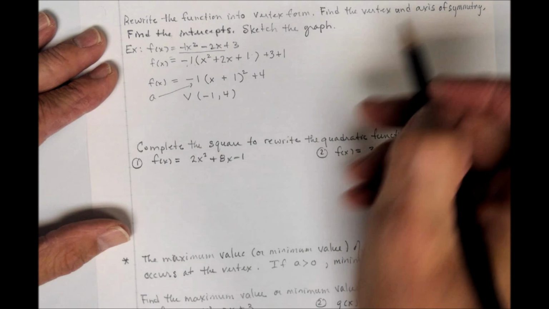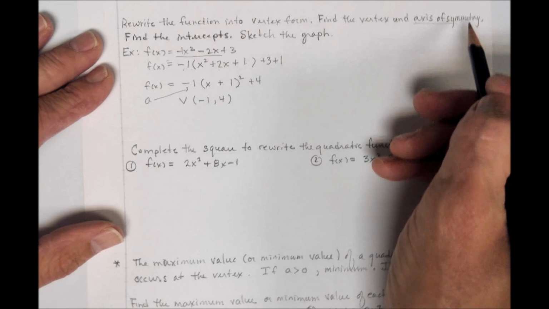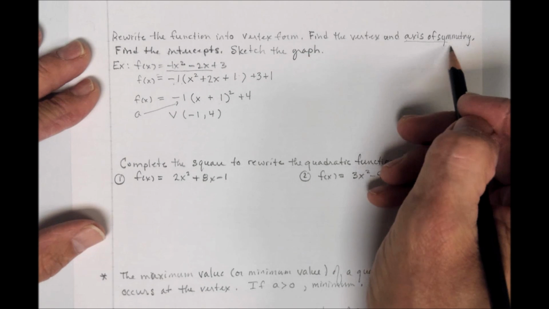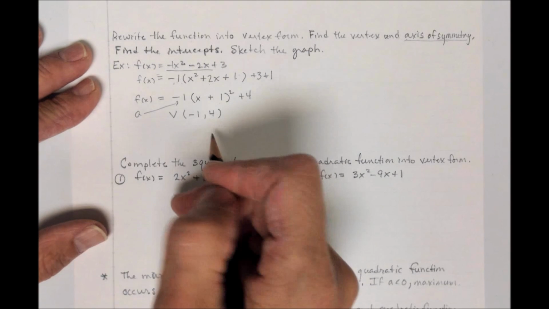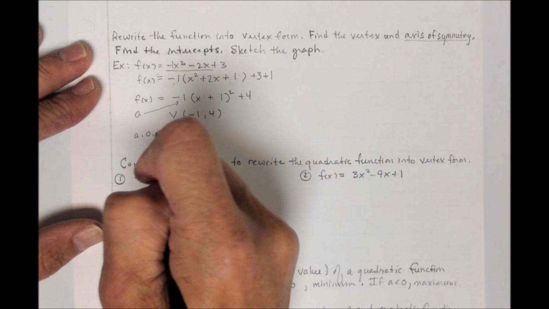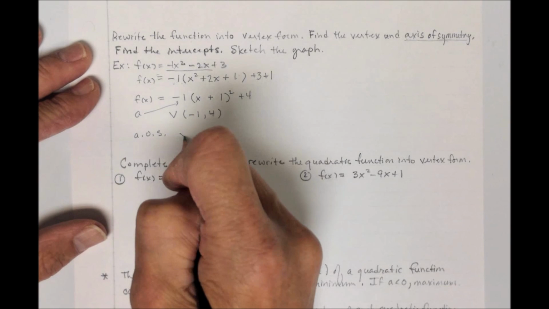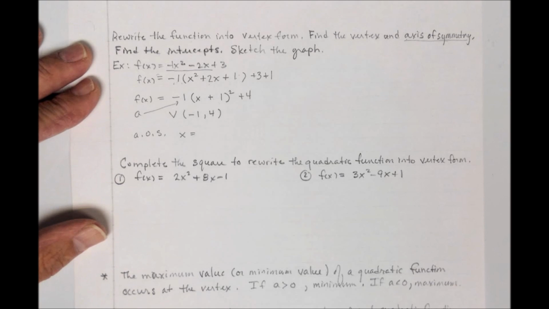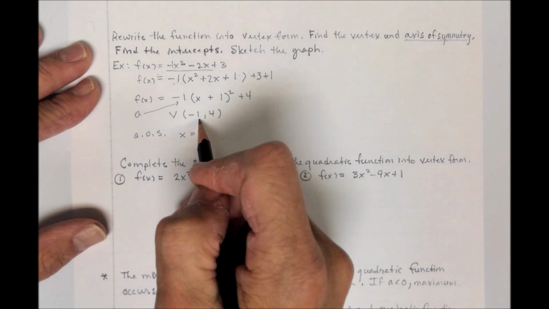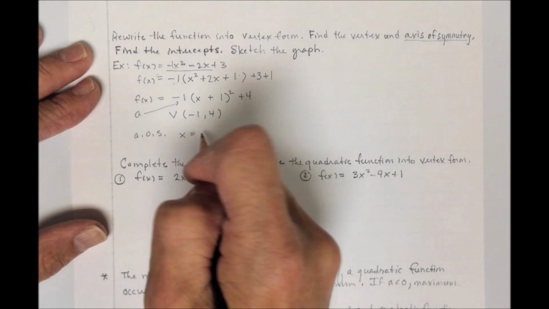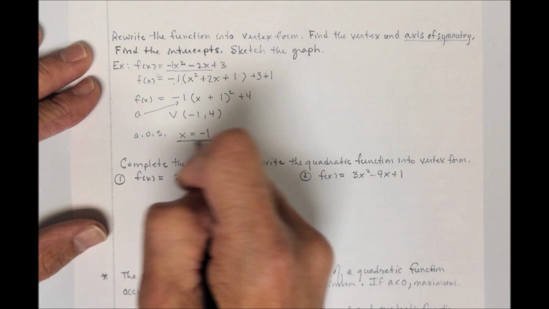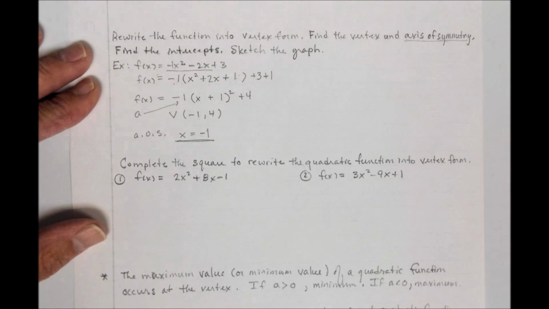Now I also want the axis of symmetry, which you may or may not be able to see there. The axis of symmetry is the vertical line, so it's always x equals a number. And it goes through the vertex, so it has to have the same x value as the vertex, so it's x equals negative 1. And that's the equation of the axis. Don't just put a negative 1 down, write it as an equation there.